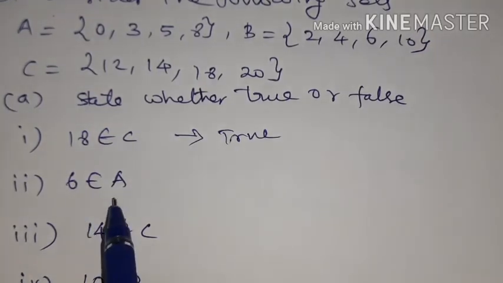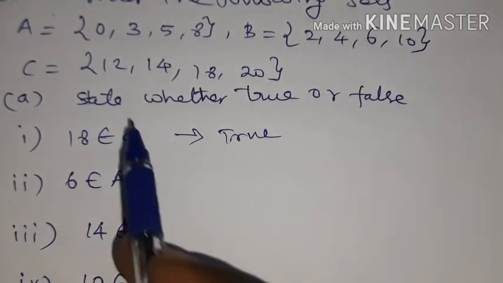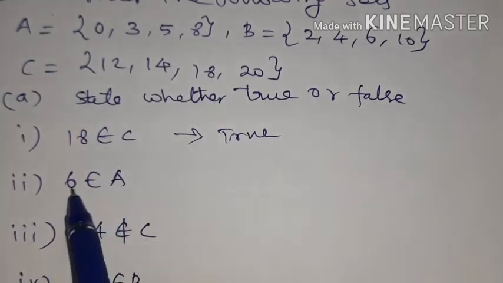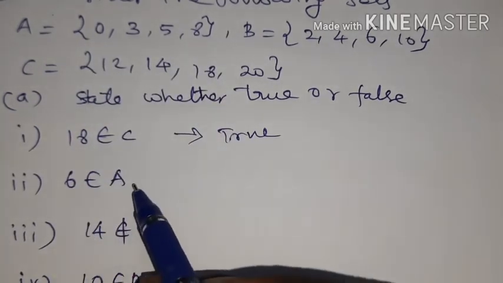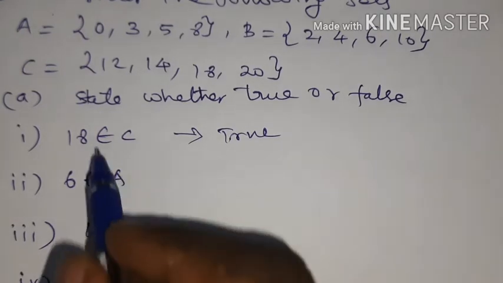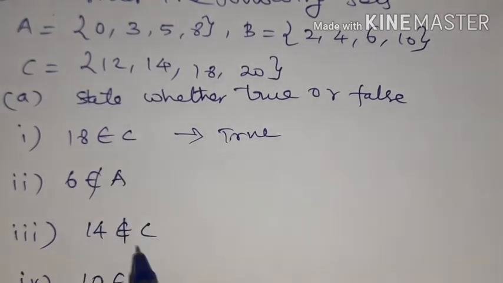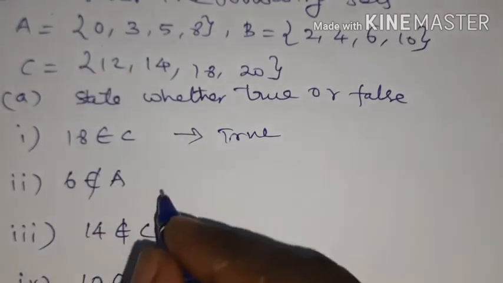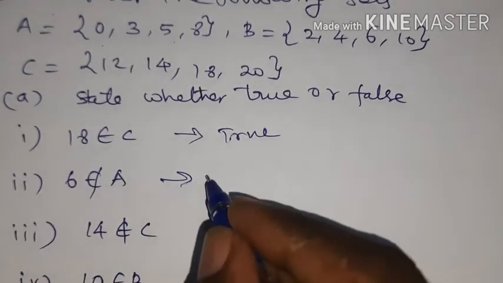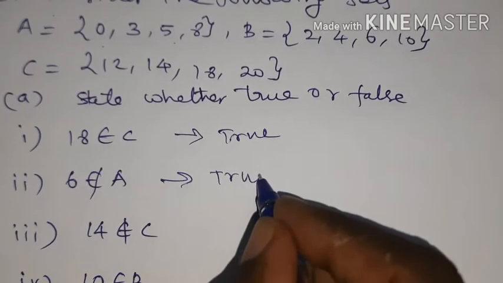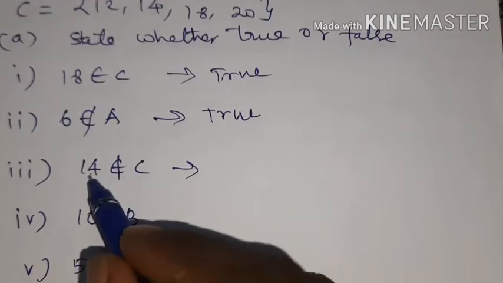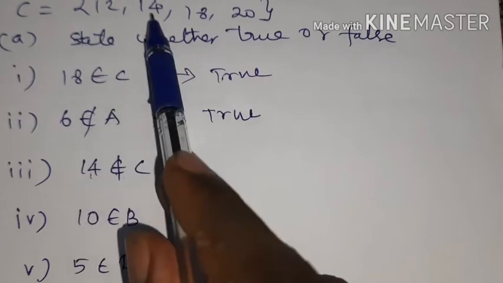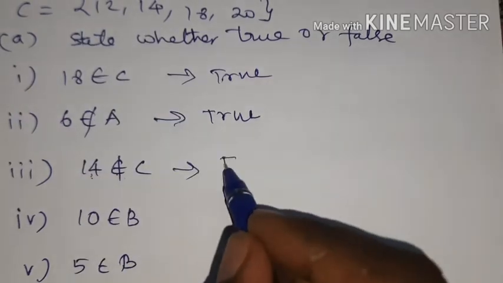Then second one, 6 belongs to A. See the set A: 0, 3, 5, 8. 6 not belongs to A. 6 is not in A. So this is true. Then 14 not belongs to C. But here C having 14. So this is false.